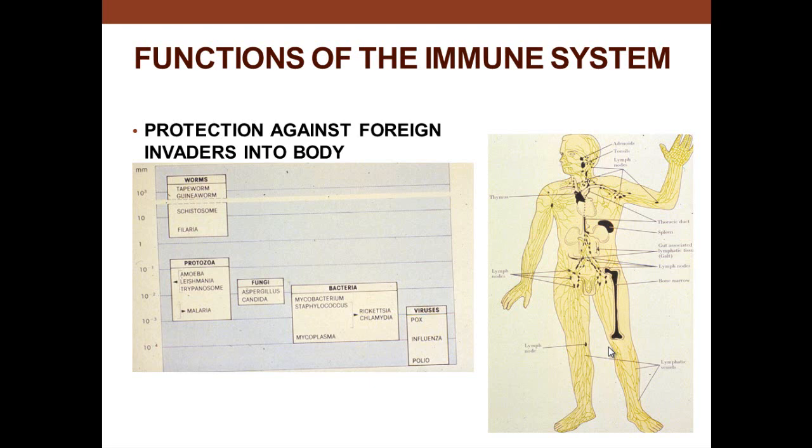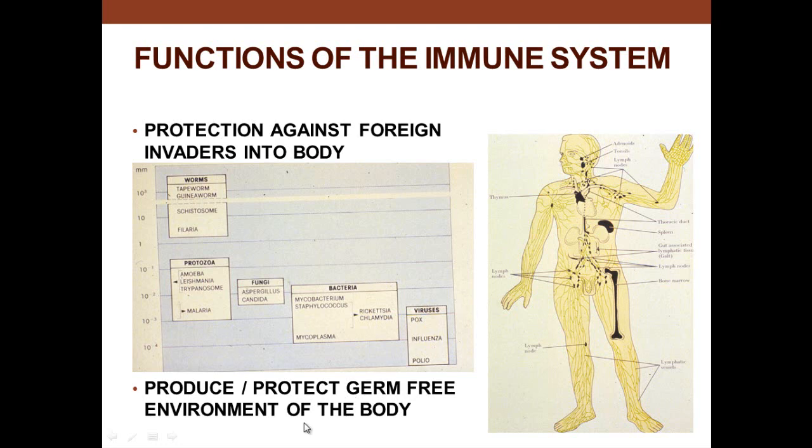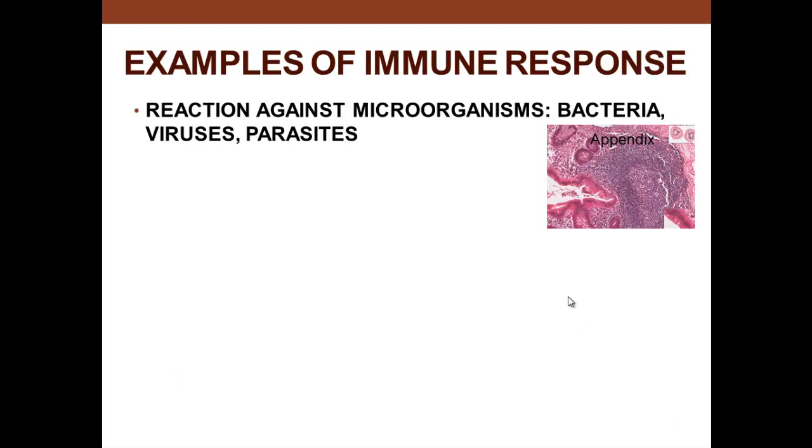But the lymphoidal tissue is throughout the body. We can see here in different places lymphoidal organs to help guard against foreign invaders of the body. Also, it protects and produces a germ-free environment of the body. So largely we are germ-free. When we cut ourselves, bacteria can go in and cause an infection. Or puncture ourselves is another thing, but largely we are germ-free inside, and that's part of the function of the lymphoidal tissue, to keep us germ-free and protect against foreign invaders.